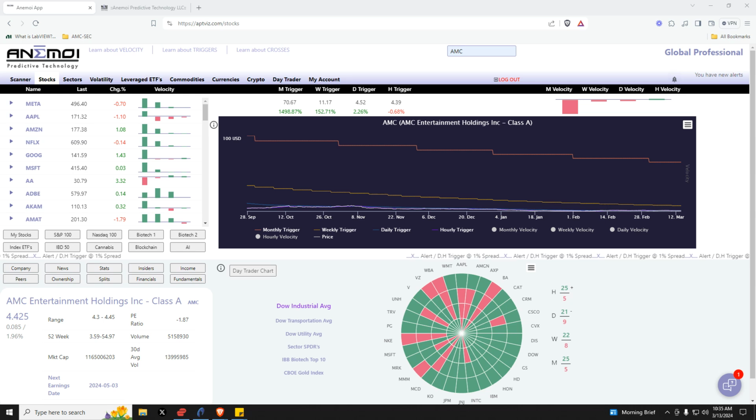So I want to show everyone the setup here on the Anemoy terminal. We've finally gone through the long process of repairing the velocity at the hourly and the daily time level. And it wouldn't take much to repair the weekly as well if we can just start to move up toward that weekly trigger. We have an air pocket right above us as I speak between 452 and this weekly trigger at 1117. So I'm going to show you guys what the setup looks like.